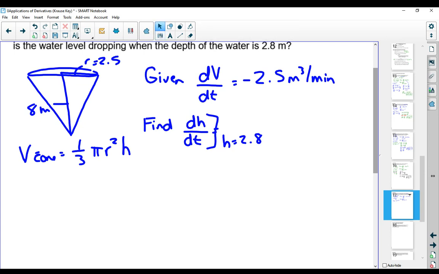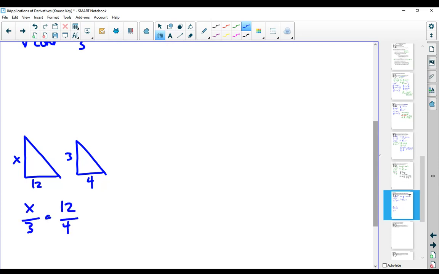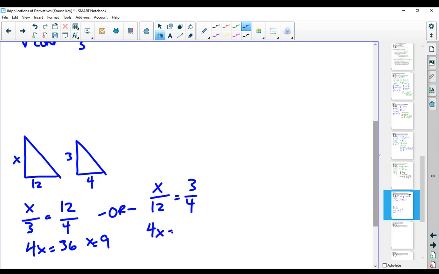So before I continue with the question, I'm just going to do a real quick recap of similar triangles. If I have a triangle that's x by 12 and a triangle that's 3 by 4, similar triangles means that the triangles maintain the same proportion. So x to 3 would be the same as 12 to 4. And so x over 3 is equal to 12 over 4. And if I were to rearrange and solve this, I'd have 4x equals 36 and x equals 9. Because these are proportional, I could have also written this as x over 12 equals 3 over 4, and I'd get the same solution.